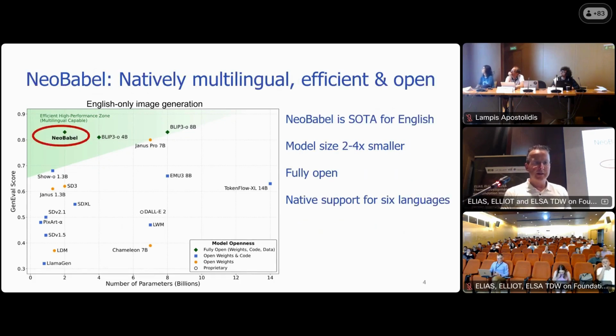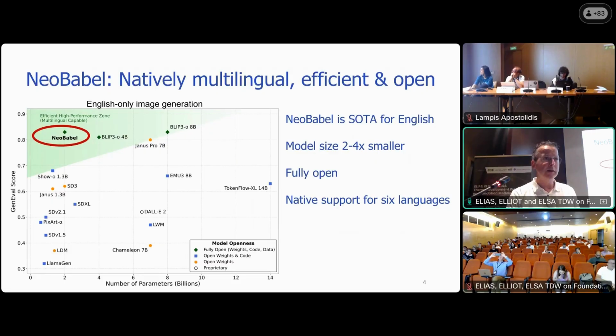I'm going to present our model, NeoBabel. This one is natively multilingual. It is efficient and open. We are state-of-the-art, or we match state-of-the-art for the English language, while being twice or 4 times as efficient as alternatives. We are fully open, so everything we have done will be released in the next few days. And we have, from the get-go, native support for 6 languages.